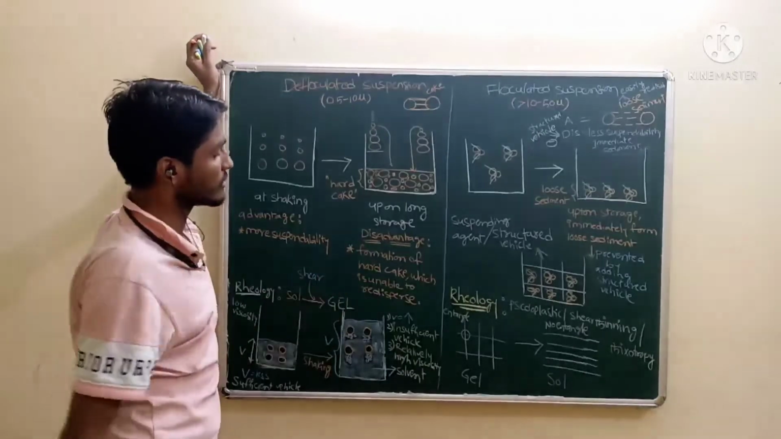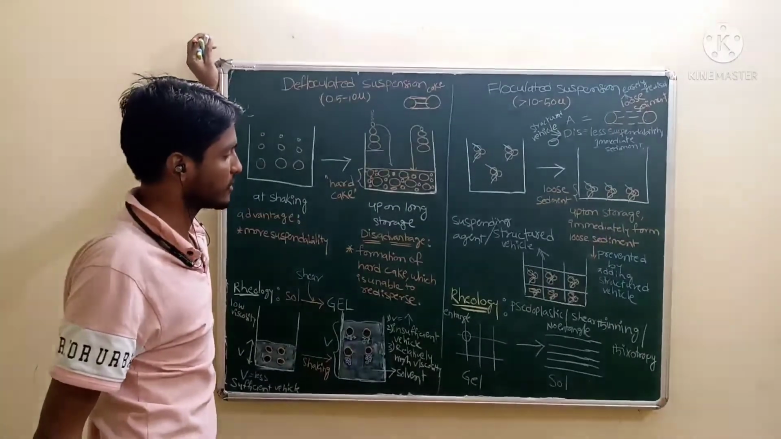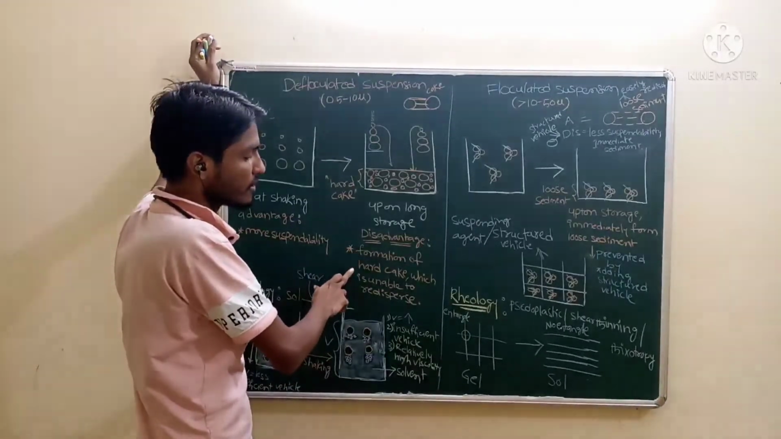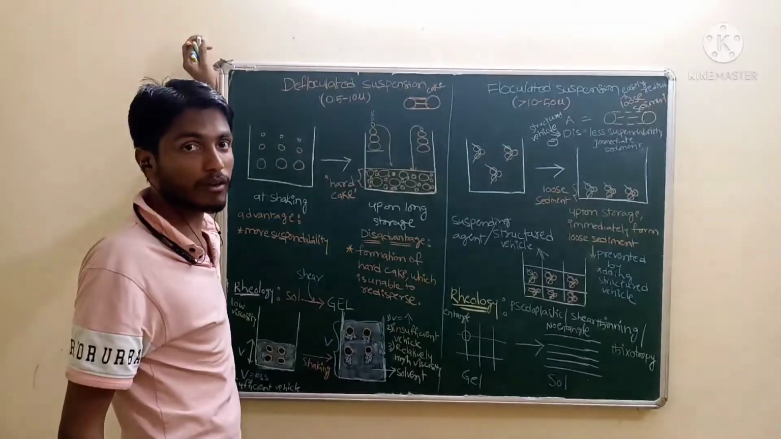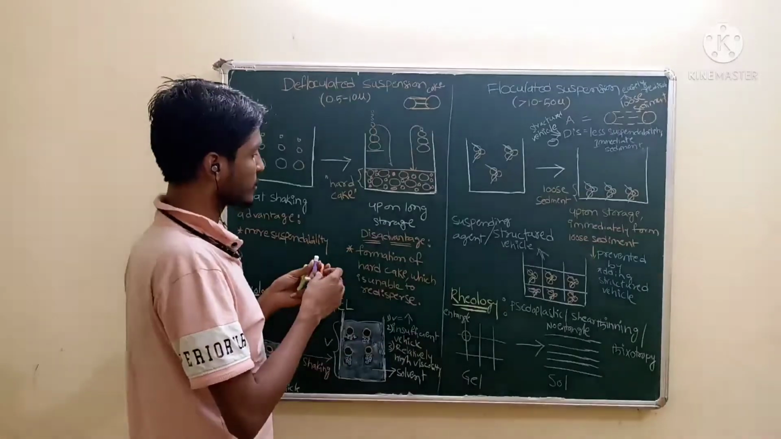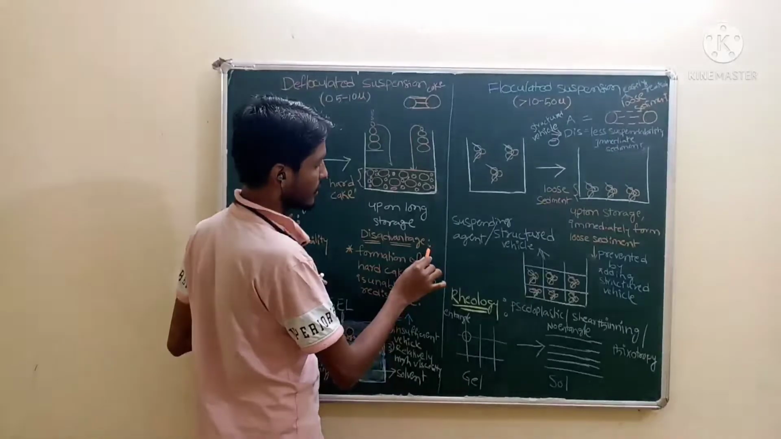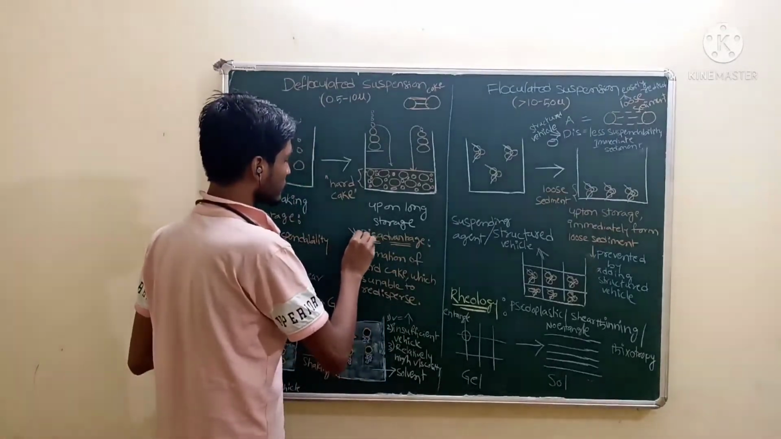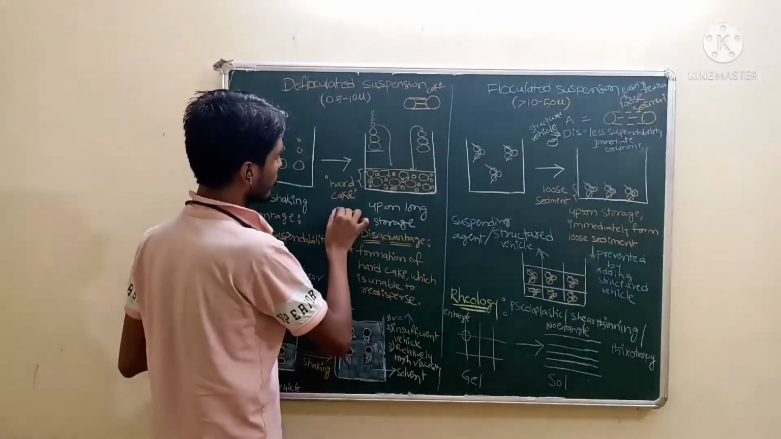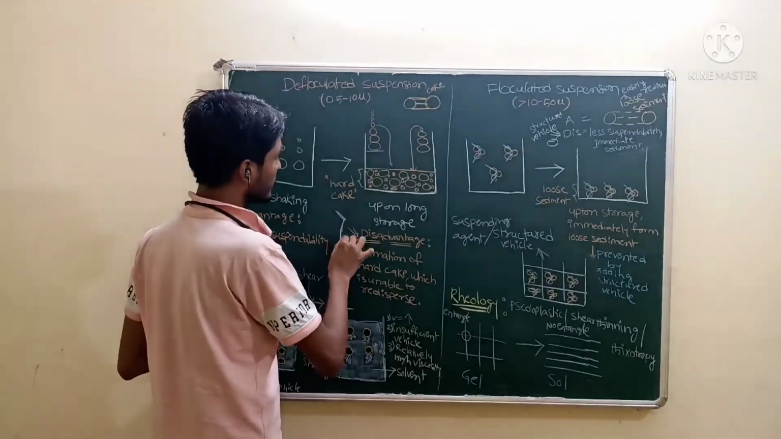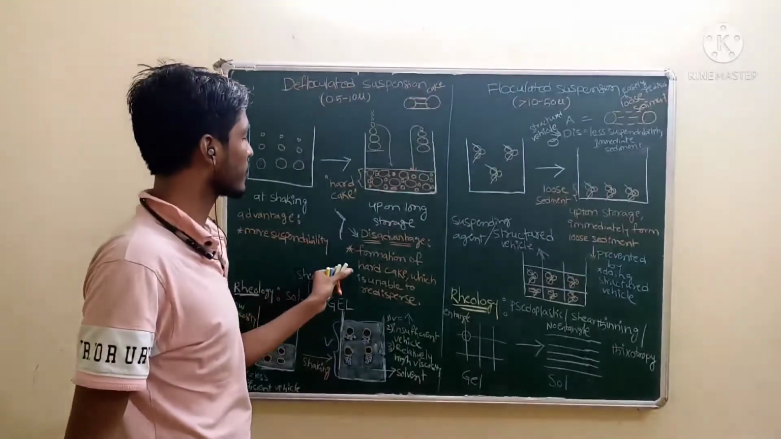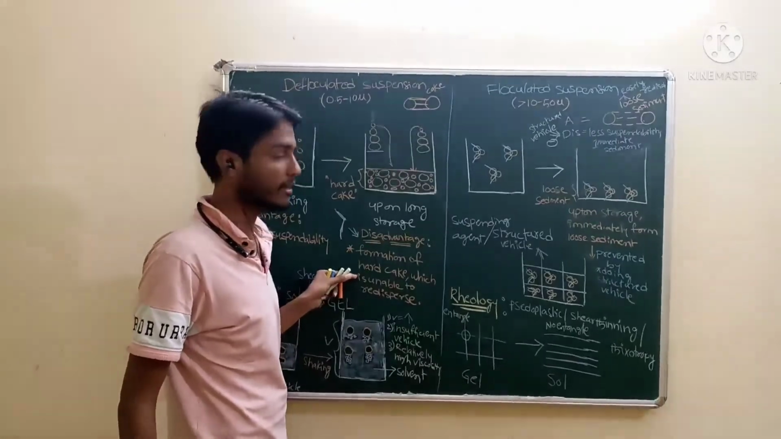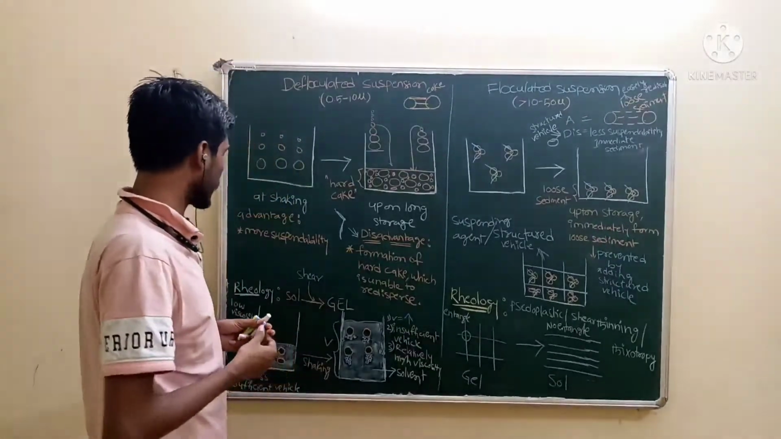So this is the disadvantage. How can we prevent it? The advantage is needed, and the disadvantage is the formation of hard cake. How can we prevent the hard cake formation? Just by adding a flocculating agent. This is just a symbol for the flocculating agent. Just by adding the flocculating agent, you can prevent the formation of hard cake.